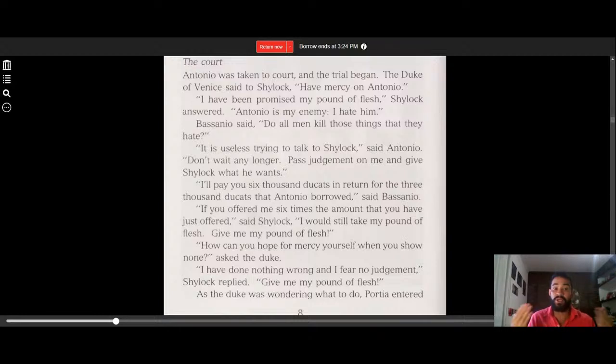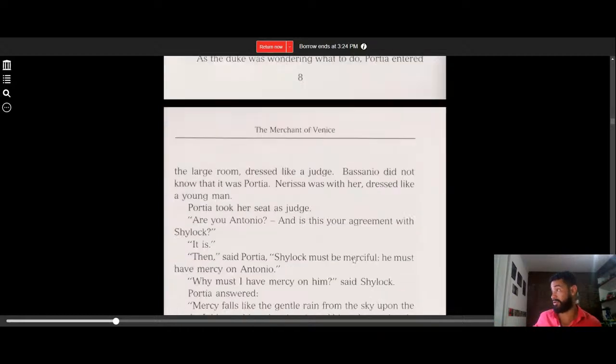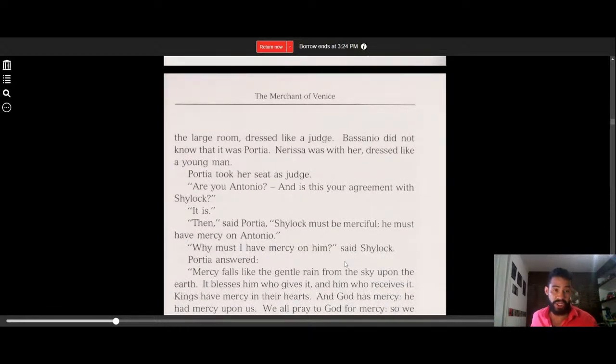"How can you hope for mercy yourself when you show none?" asked the Duke. "I have done nothing wrong, and I fear no judgment," Shylock replied. "Give me my pound of flesh." As the Duke was wondering what to do, Portia entered. Portia entered the large room, dressed like a judge. Bassanio didn't know that it was Portia. Nerissa was with her, dressed like a young man. Portia took her seat as judge.